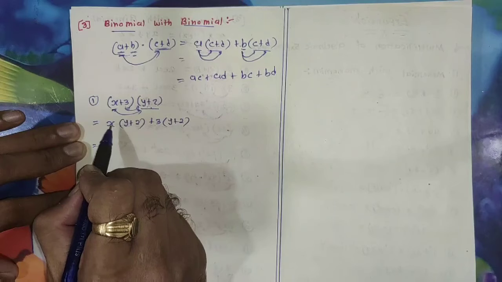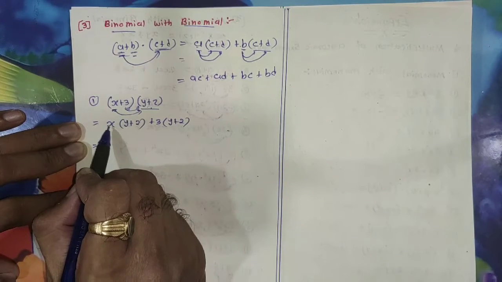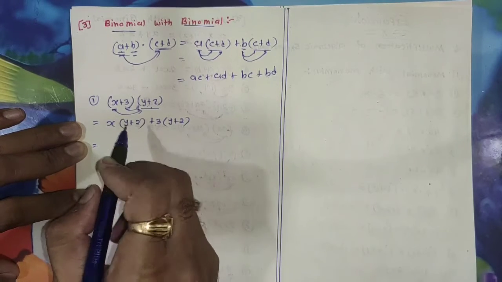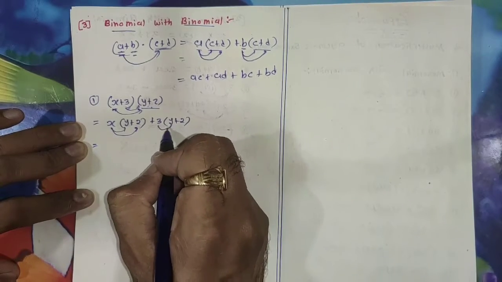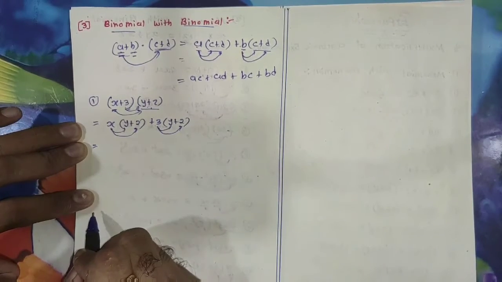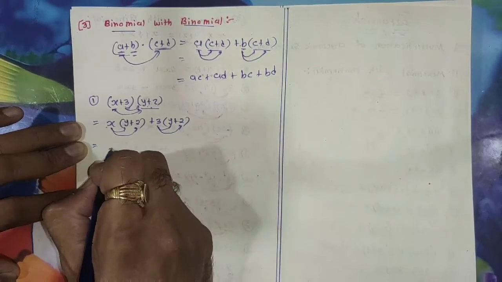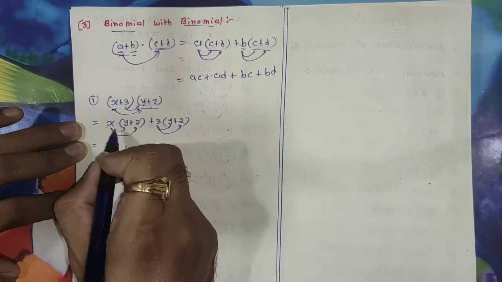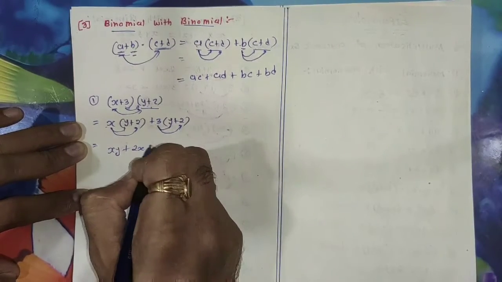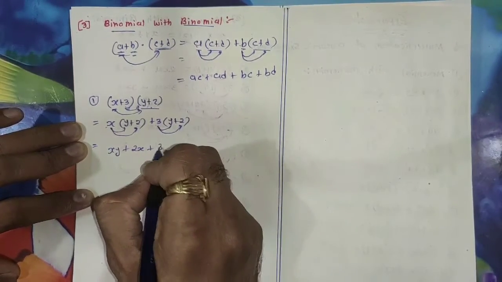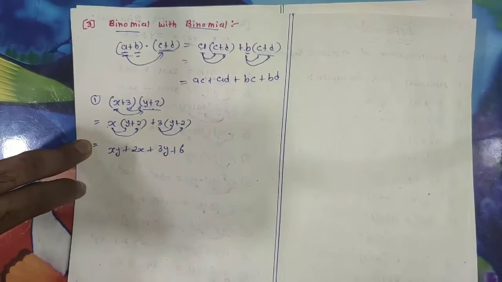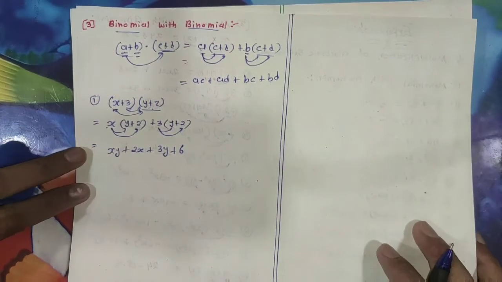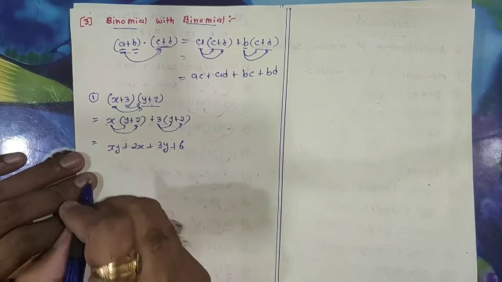Now this one is which type of multiplication? Monomial with binomial. So this has to be multiplied with this, this with this, 3 with y, 3 with 2. So it's xy plus x into 2, 2x, plus 3 into y, 3y, plus 3 into 2, 6. So this is how you can perform multiplication of binomial with binomial.